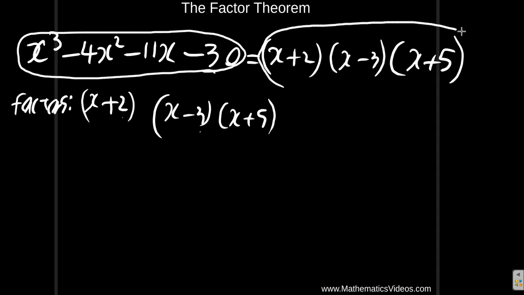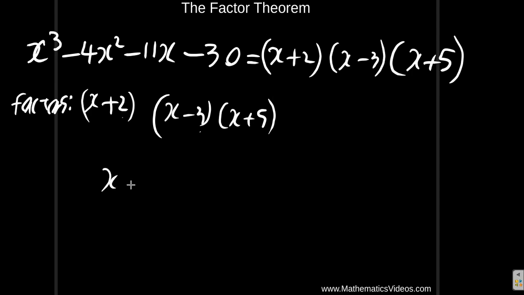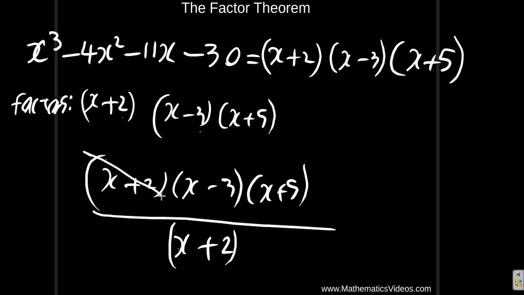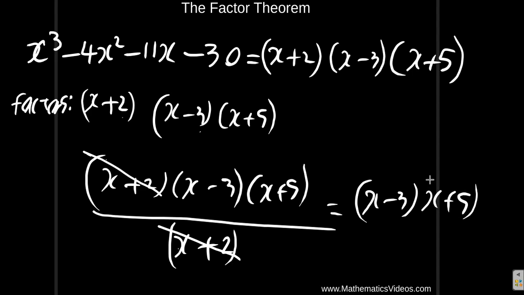Because this, you see, is the same thing as this. So if we have, for example, x plus 2, x minus 3, x plus 5, and we divide this by x plus 2, x plus 2 will cancel x plus 2. So we end up with x minus 3, x plus 5. Alright? That's what we would get. And so on.